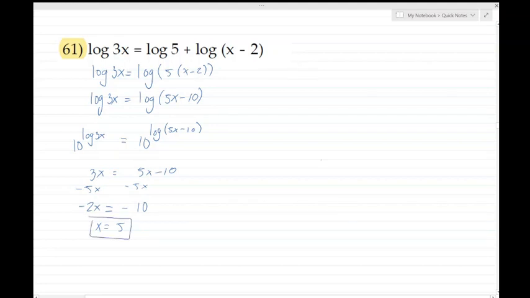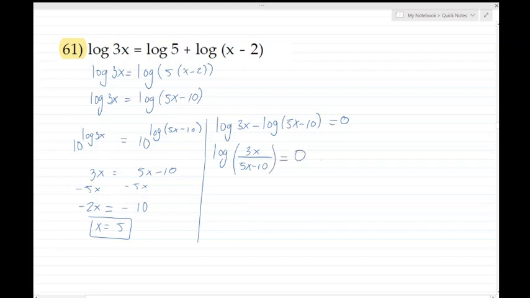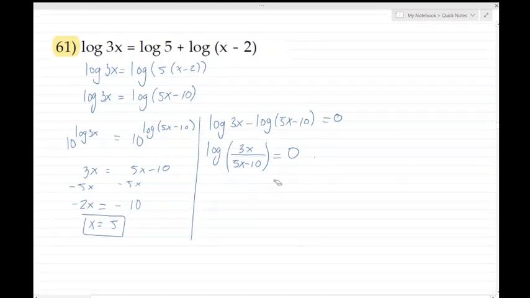Right, so, if from this point on it was confusing, we can do log of 3x minus log of 5x minus 10 equals 0. Notice that they both have the same base, so we can say log of 3x over 5x minus 10 equals 0. And a single logarithm, we can turn that into an exponential: base 10 to the power 0 equals whatever's in the argument.